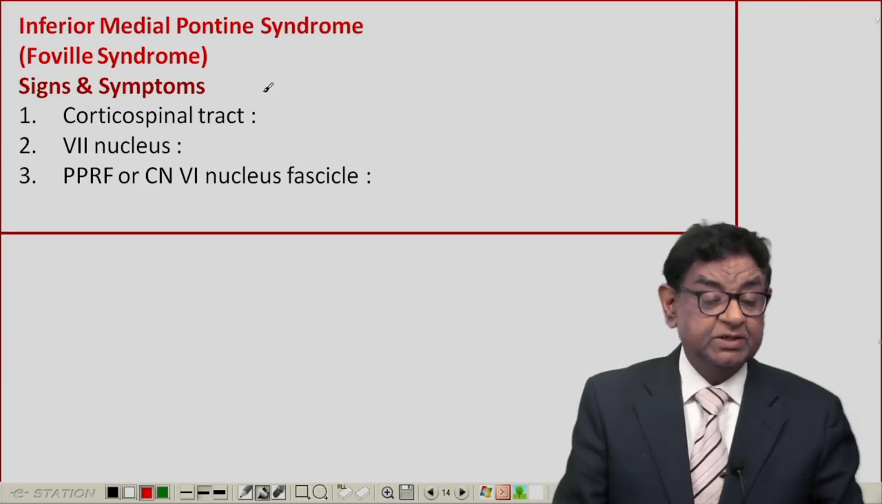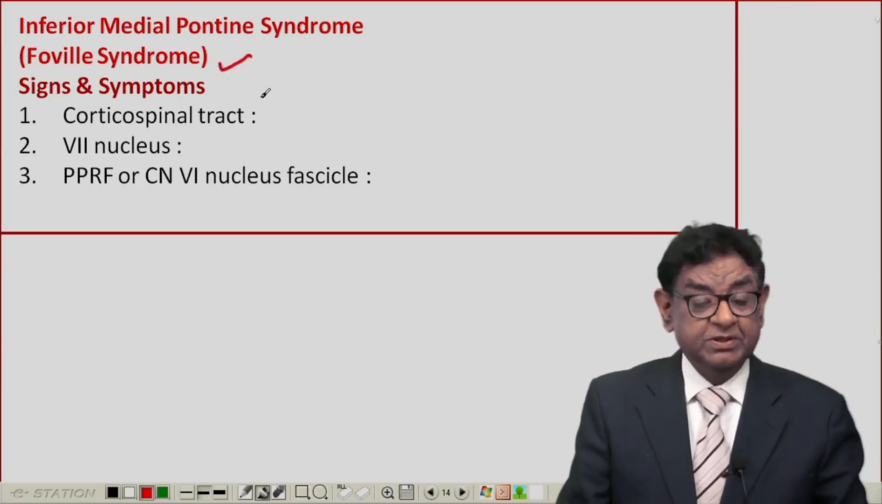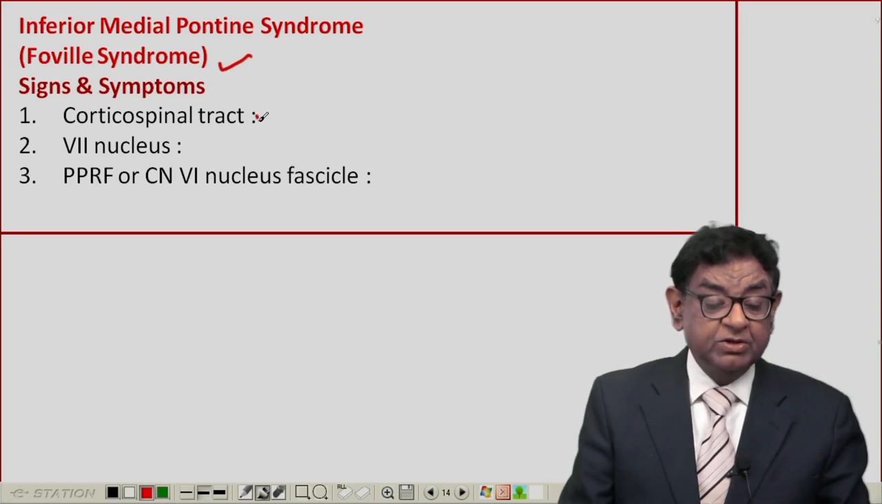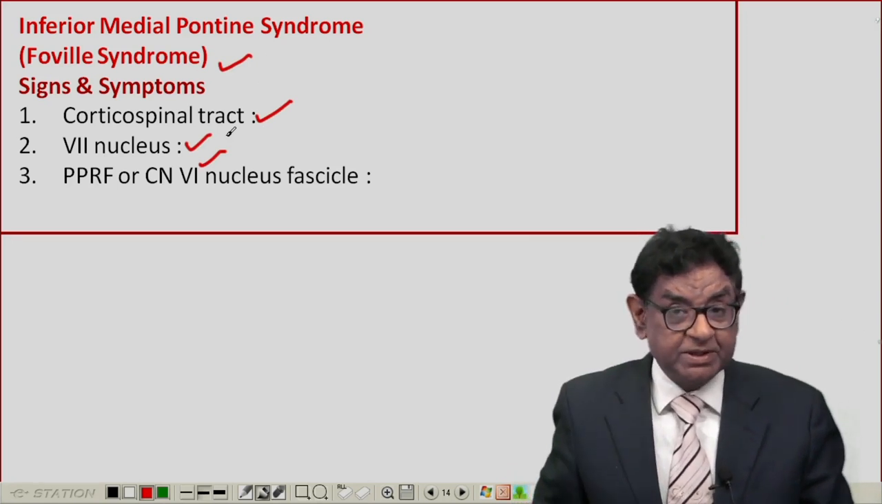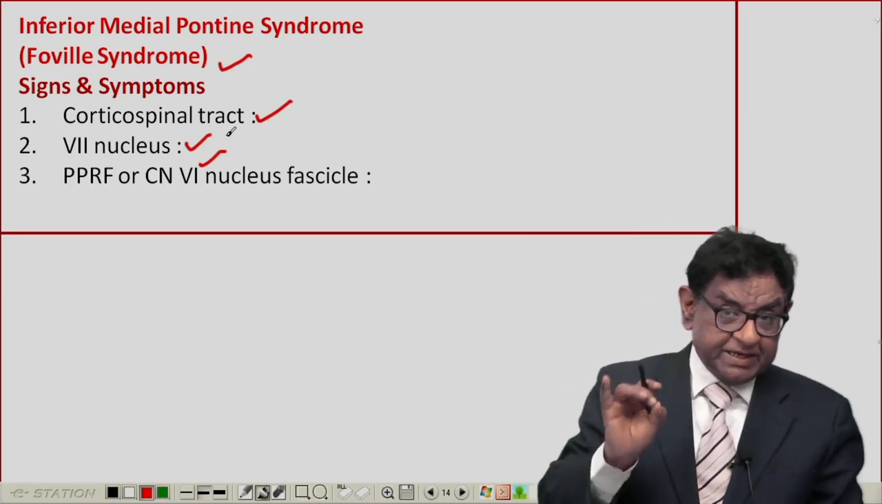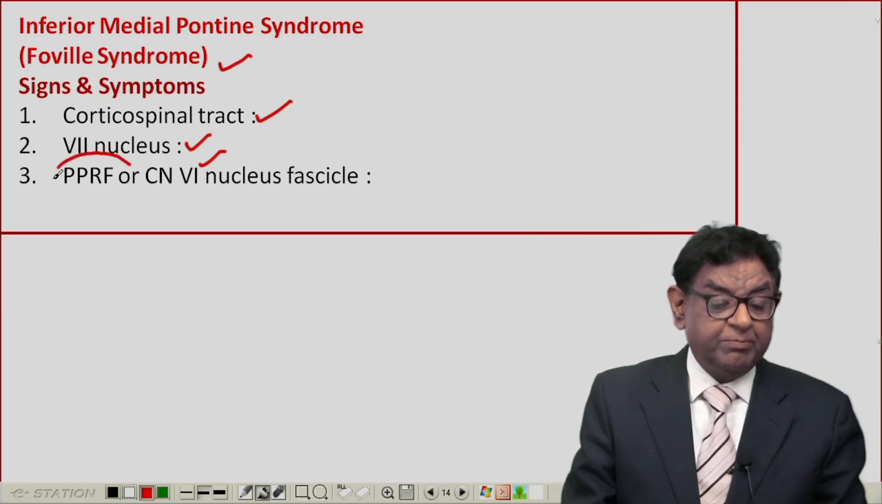So if this structure is also involved, then what is known as Foville syndrome? The structures involved are corticospinal tract, seventh nerve and sixth nerve. That means whatever we had in Millard-Gubler syndrome, it is there. But what is extra here? Involvement of PPRF.